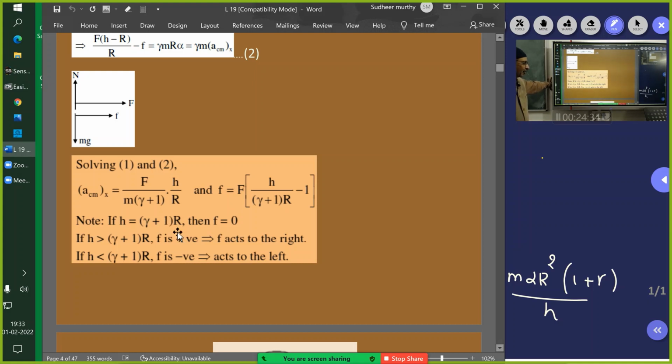So you see here, the friction will depend upon the position. And if H is greater than gamma plus 1 into R, F is positive, then F is positive and it will act to the right. And if H is less than gamma plus 1 into R, then F is negative and acts to the left. You got your answer, Mr. Srijan? See, it is so interesting.